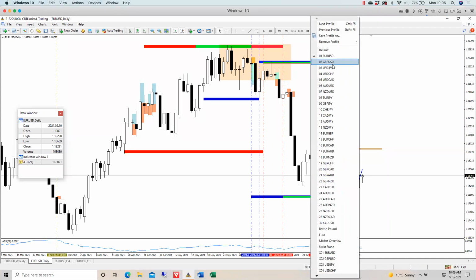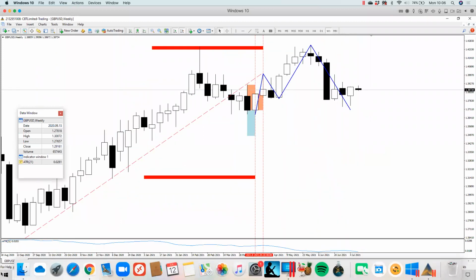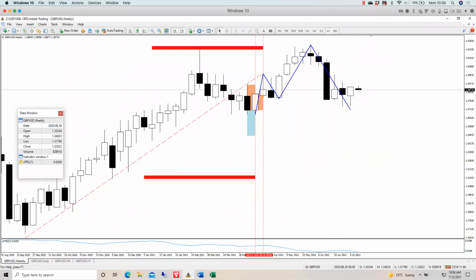So leading on then to our next pair, which is the cable. Looking quickly at weekly as well. Oh, let's make sure I get these on the right sheet. So talking and describing and writing down all at the same time is likely cause for disaster. Let's try and avoid that.